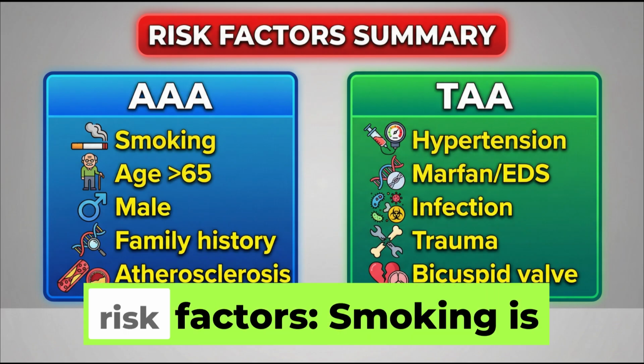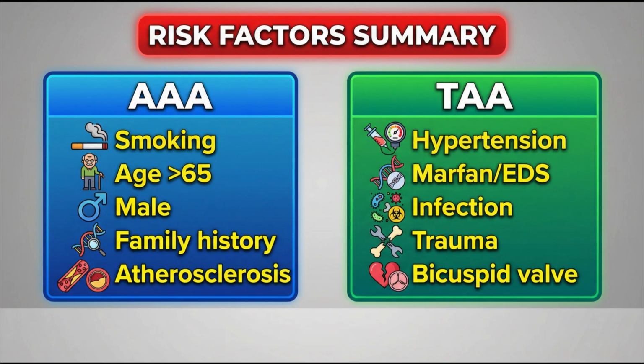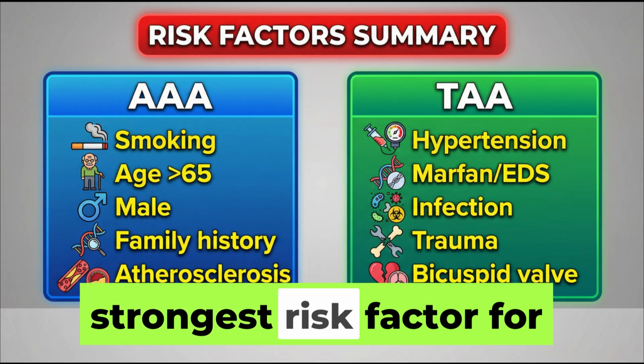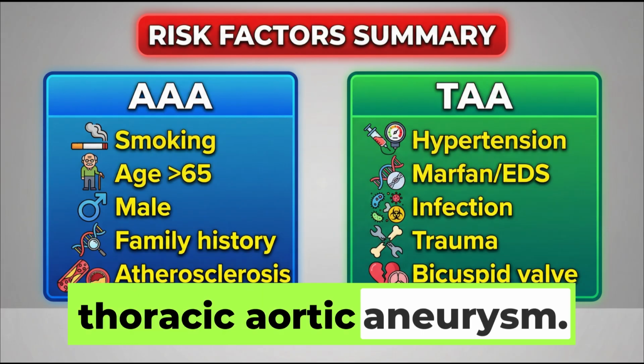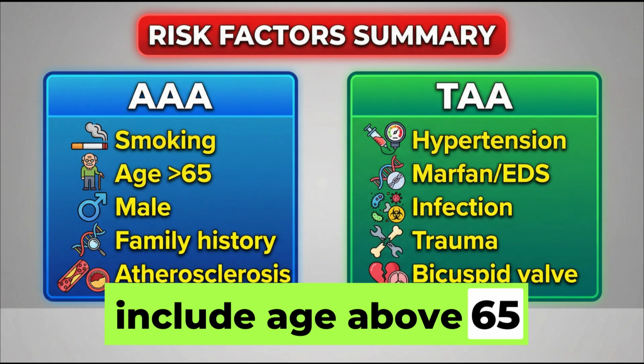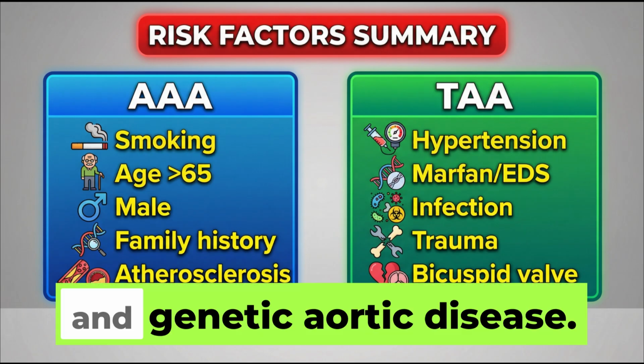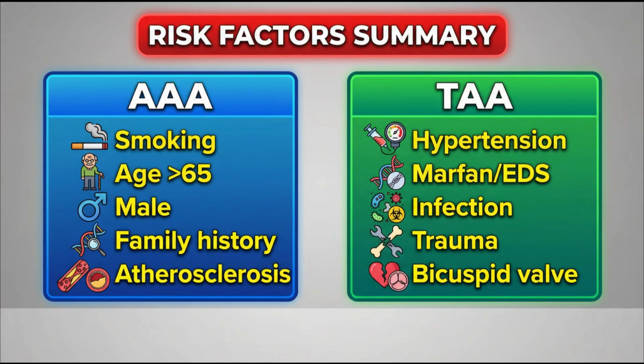Now think of the major risk factors. Smoking is the strongest risk factor for abdominal aortic aneurysm. Hypertension is the strongest risk factor for thoracic aortic aneurysm. Other important risks include age above 65 years, male gender, family history, and genetic aortic disease.